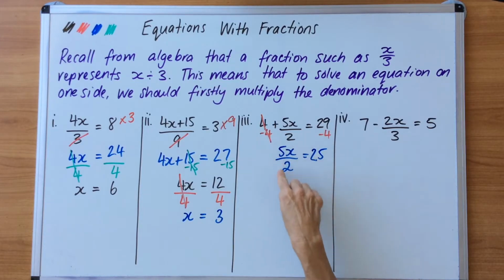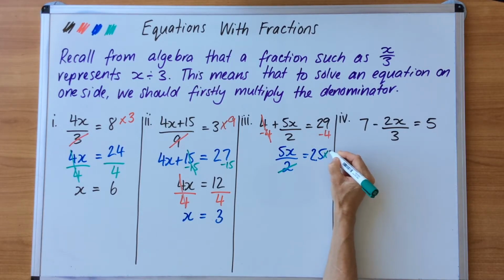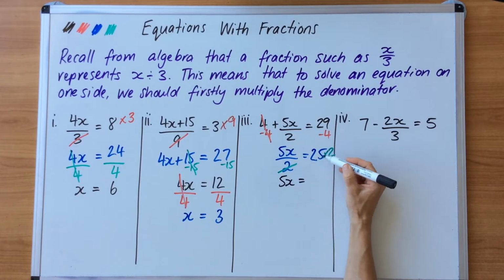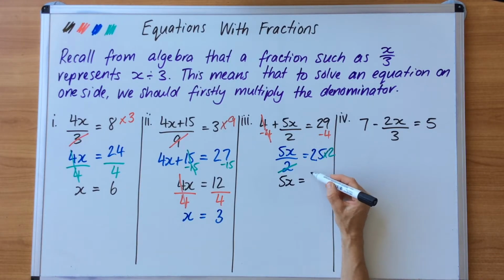Now we are back to this situation here. 5x divided by 2 equals 25. That's division. Opposite of division is multiplication. So I cross out the denominator 2 and give it to the other side. I then need to solve that, dropping the 5x down that hasn't been used and solving this 25 multiplied by 2, and that gives me 50.